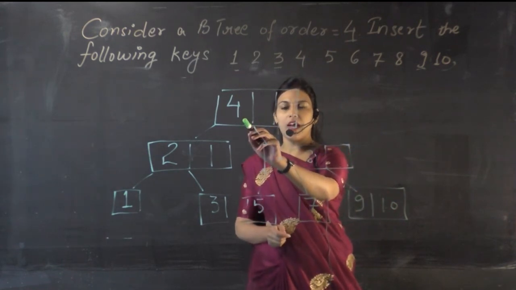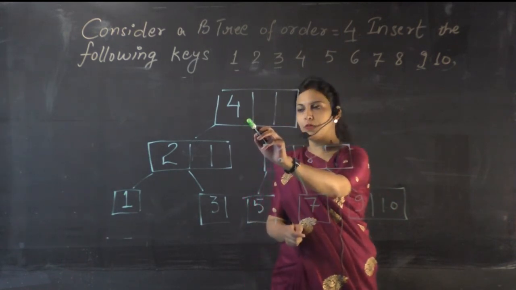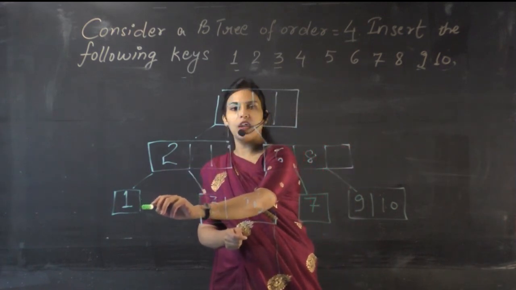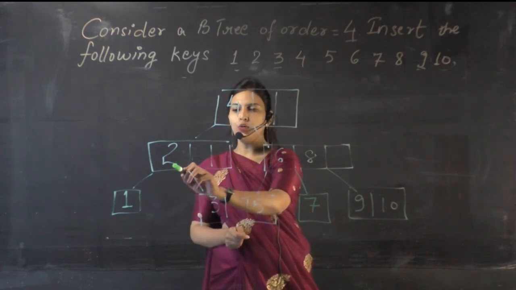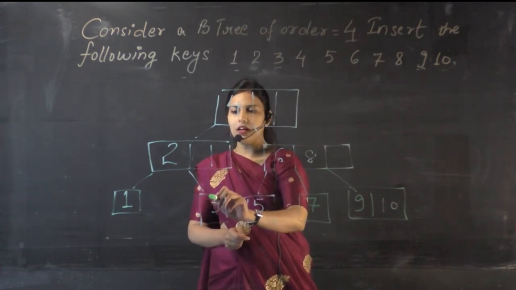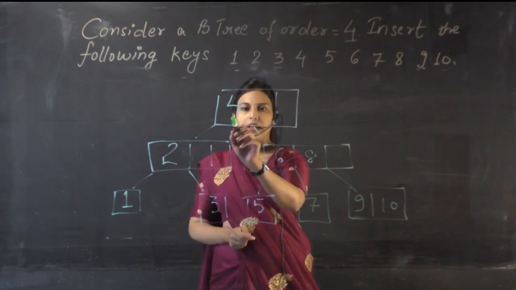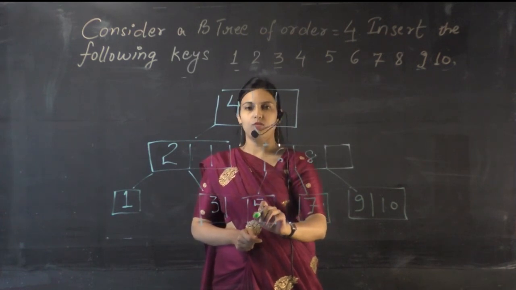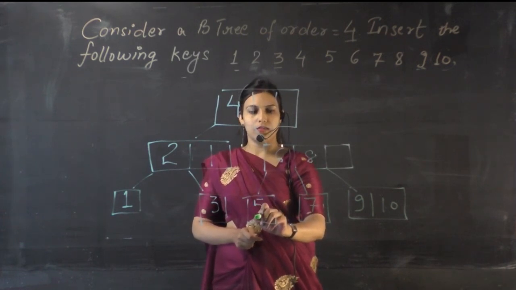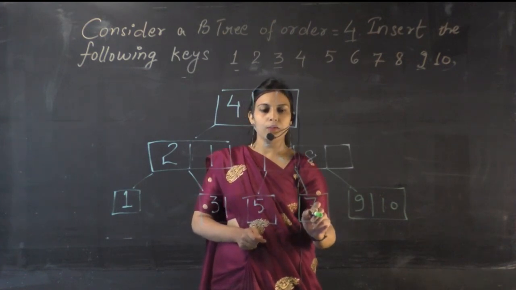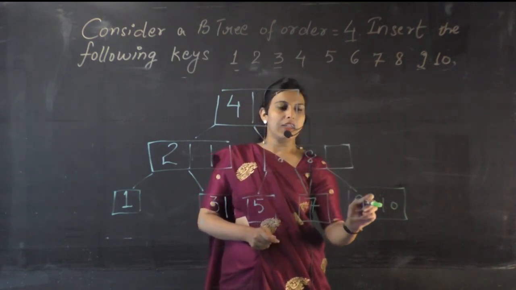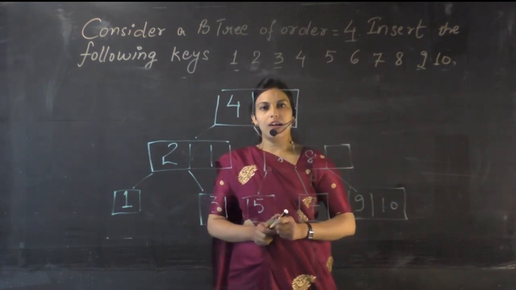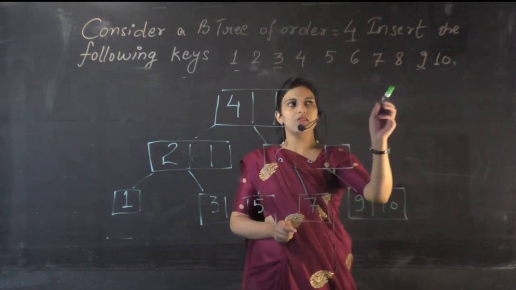So at the root level we have 4, at the left side of 4, 2, and as 1 is smaller than 2, then at the leftmost corner we have 1. Now 3 is greater than 2, so following the BST property, 3 will come at the right of 2. Again 6 is greater than 4 and 5 is less than 6. So 5 will come at the left side of 6 and 7 will come at the right side of 6. Again 9th and 10th element will come at the right side of 8. So this is the final B tree that we will get after inserting all these 10 elements.